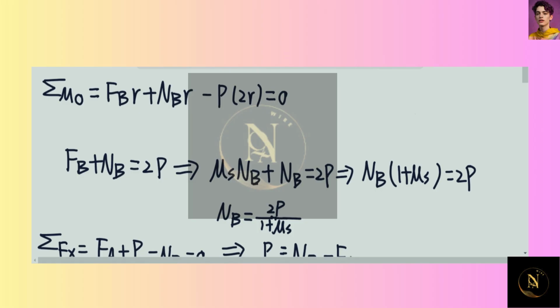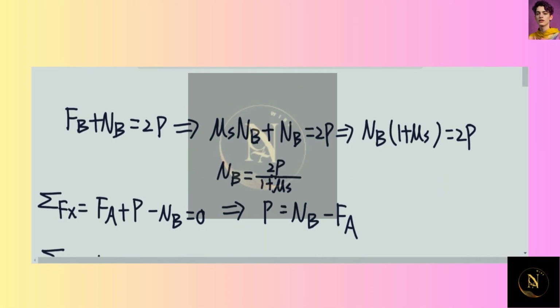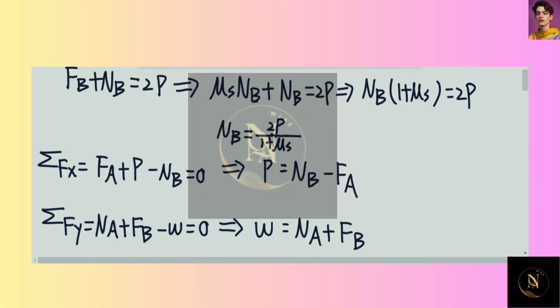So now let's apply force equilibrium for this question, and it gives us the net force along the x and y directions is equal to 0. So along the x direction, we have Fa plus P minus Nb is equal to 0. So P is equal to Nb minus Fa. Fa here is the friction at point A. On the y direction, we'll have Na plus Fb minus W is equal to 0. So we have W is equal to Na plus Fb. W here is the weight of the hoop. Na here is the normal force at point A.